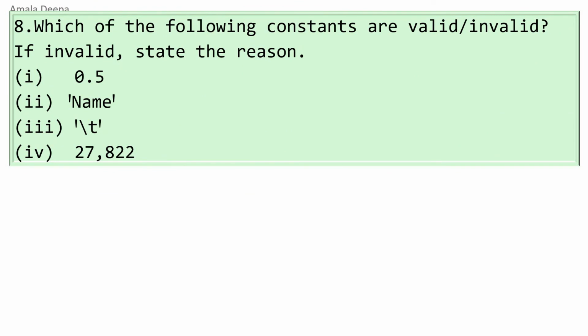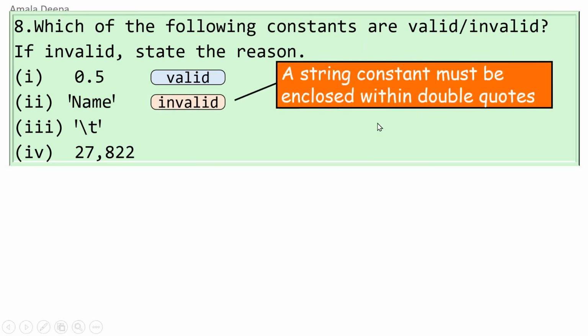The 8th question is, which of the following constants are valid or invalid? If invalid, state the reason. 0.5 is valid. It is a valid real constant. Name within single quotes is invalid because in C++, a string constant must be enclosed within double quotes. \t within single quotes. It is valid. Here \t is called an escape sequence. Escape sequences are character constants which are prefixed with \.